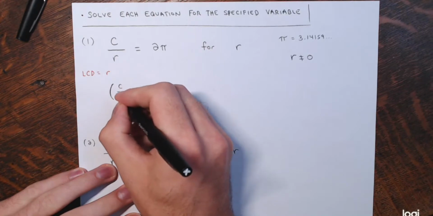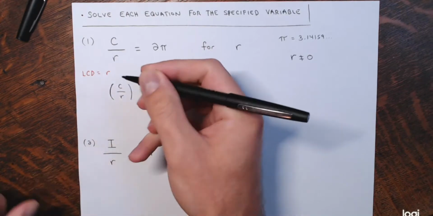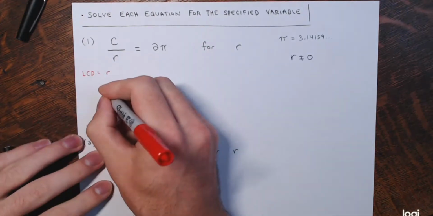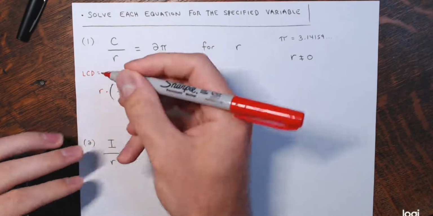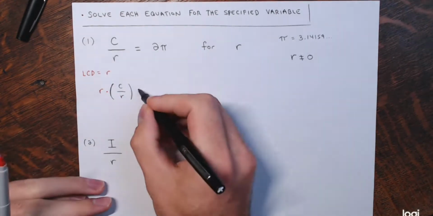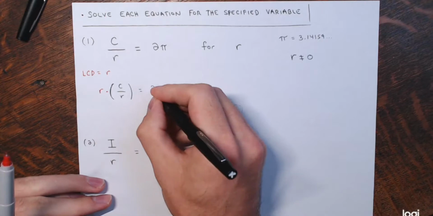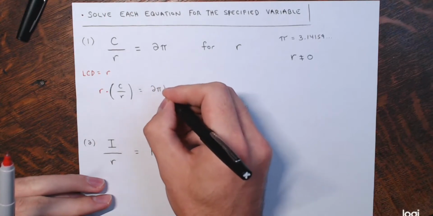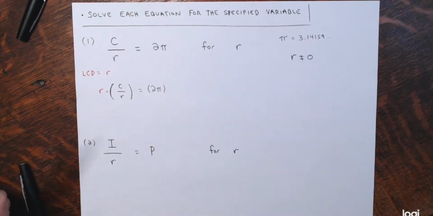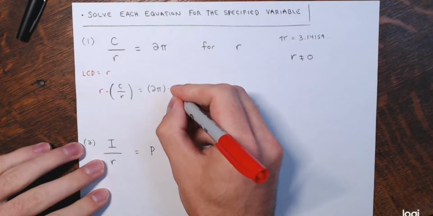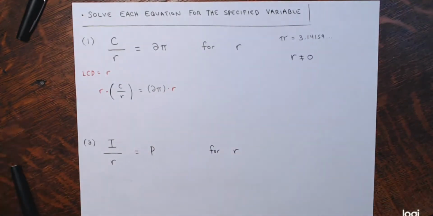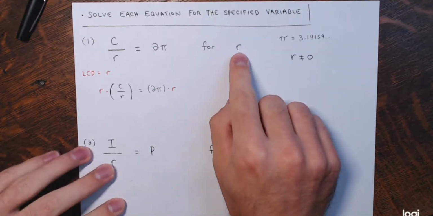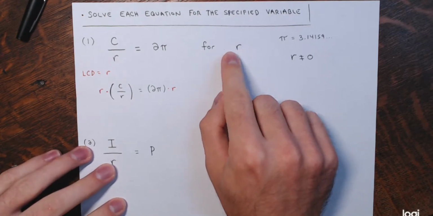C over R. Right, I'm multiplying that side by the LCD times R, equals, and then the other side, 2 times pi. I'm also multiplying that by R. And again, our eventual goal here is to solve for R.